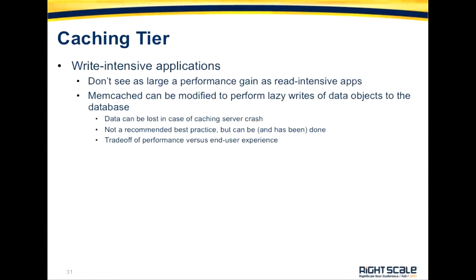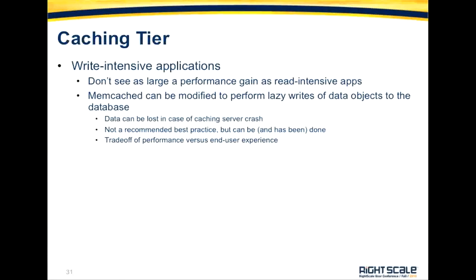Write-intensive applications, what do we do about those? Well, granted, they don't see as large an improvement, because they're not reading, they're writing by definition. Tools such as memcached, which is an open source project, so you can modify that. You can use that to basically do lazy writes to your database. So instead of writing to the database, you write to memcache, and there's some cron job or something similar that occasionally comes along, sweeps up, and ships everything down to the database in one big write instead of a lot of little writes, okay?